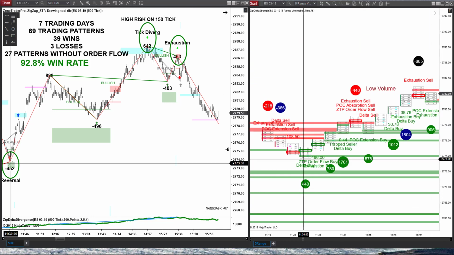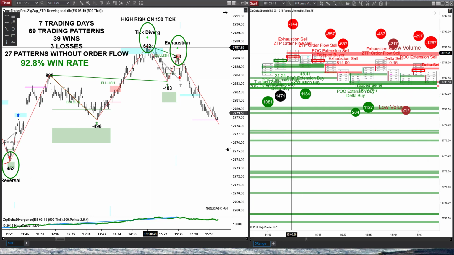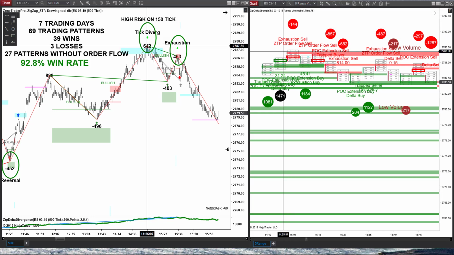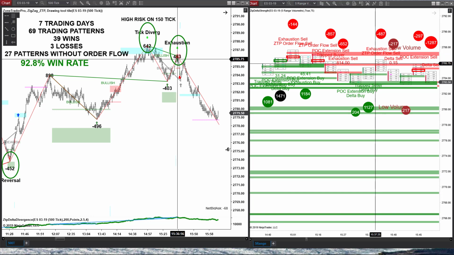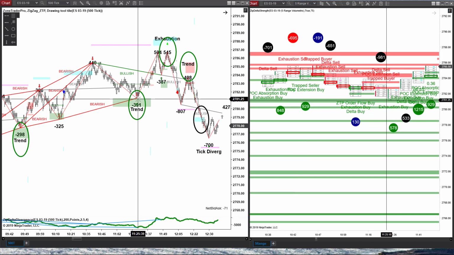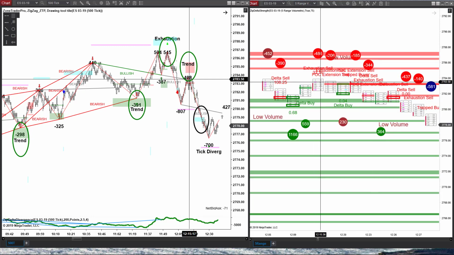The first trade here we have is a successful reversal, followed by a tick divergence trade. And you will see on the chart that I marked this as a trade that did have high risk on the 150 tick chart. We then follow this with an exhaustion pattern, and those were the 3 patterns that we had for February 19th. For February 20th, we started with a trend trade that was successful, followed by a second successful trend trade, a successful exhaustion trade, and a successful trend trade.